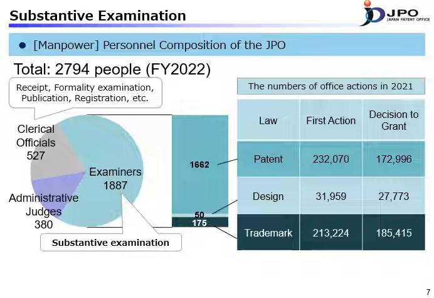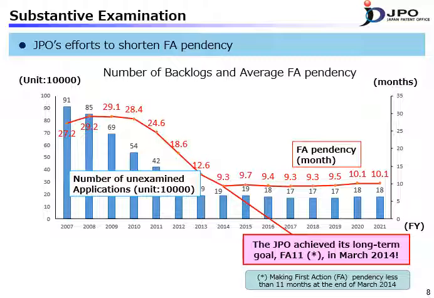When we look at the numbers of office actions in 2021, by examiners for patents for example, the annual number of requests for examination has hovered around 230,000 to 240,000 in recent years, so the number of first action, which is 232,070, is in balance with the number of requests for examination. It is only in recent years that the number of requests for examination and the number of disposed cases have come into balance without any backlog.